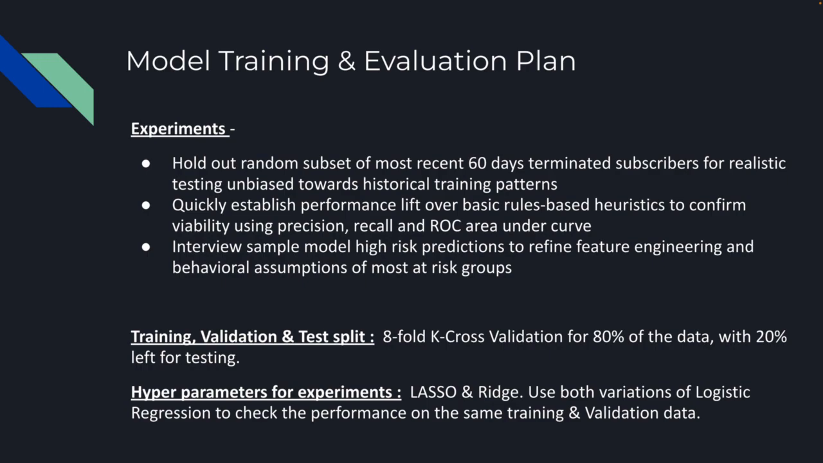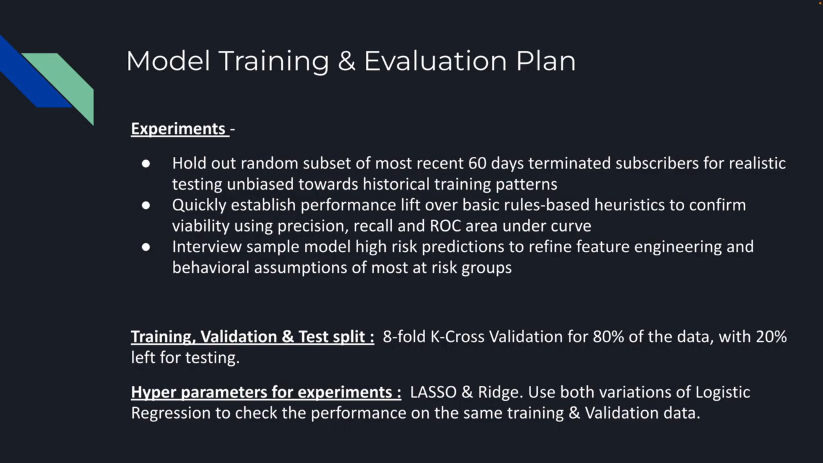So for the training and validation, we take the 80% of the data and do an 8-fold cross-validation, which means that we will have one-eighth of the data for validation in every run. This one-eighth will keep changing for every run, which means that we have a different validation set each time, which further ensures that we are validating the model quite well.